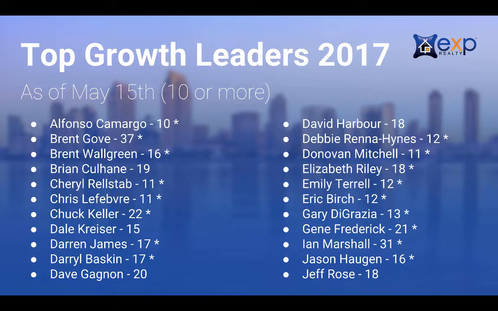Again, I'm going to apologize. I would not certify that all of these numbers are 100% right. I counted quickly. Forgive me if I'm off by a couple, and please forgive me if I missed you. Alfonso, I haven't even talked to Alfonso. He already has 10 frontline. Brent Gove, he's been here 6 months. He's got 37. Brent Walgreen, 16. The stars mean that they weren't on the previous list, so they weren't even here 4 years ago. Brian is now 19 wide.